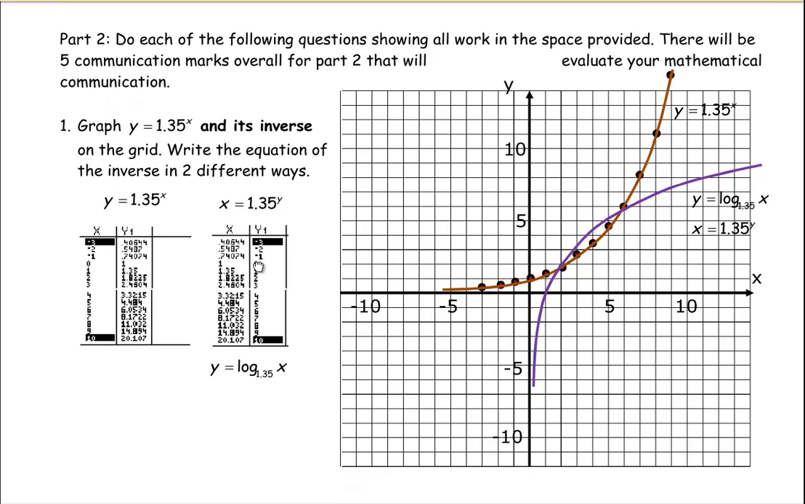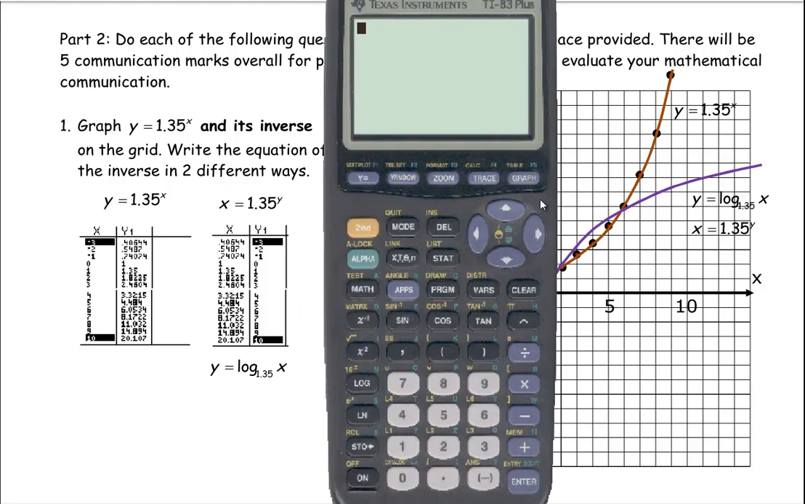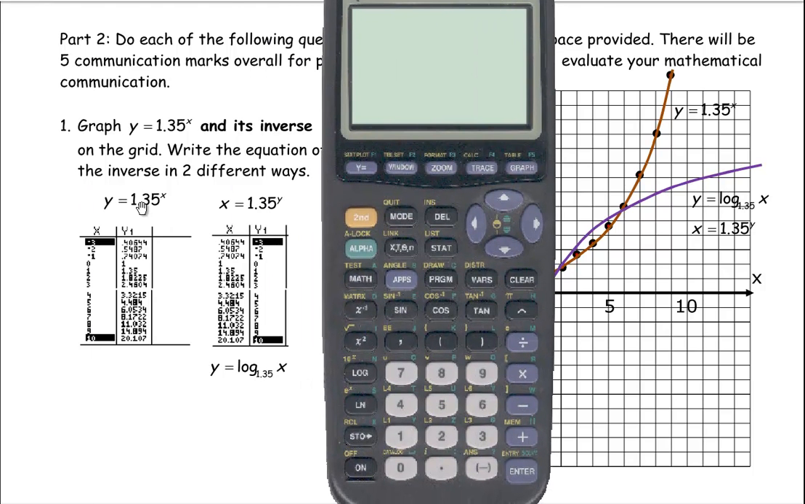Flipping over to part 2 and the first question, we're asked to graph this y equals 1.35 to the power of x function and its inverse on the grid. And so I generated a table of values. I used my graphing calculator, but just to show you how we could get any of those. So I started the table at a value of -3 for x. So if you type in 1.35 raised to the power of -3, you get 0.4064, which is where that top number comes from.